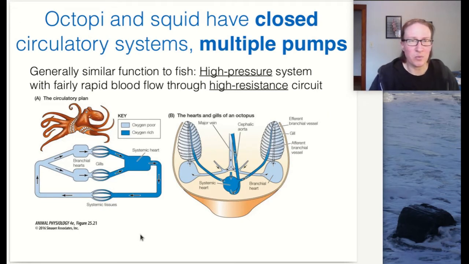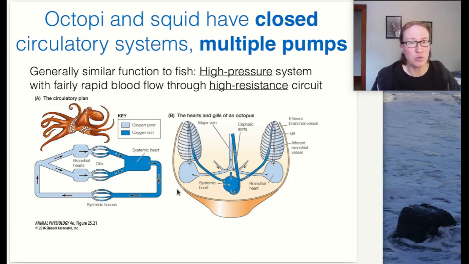So we'll start out exploring circulatory systems in the octopi and the squid, so our cephalopods. These groups have closed circulatory systems, and they help us understand that there's no rule that you have to have all of your pumping action in a single location. So the octopi, for example, have a grand total of 3 different hearts.